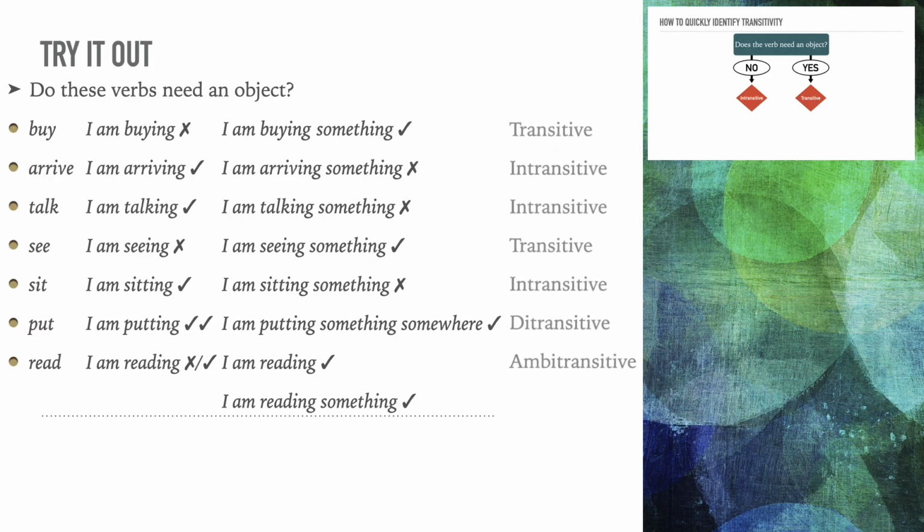So hopefully you determined that buy is transitive, arrive is intransitive, talk is intransitive, see is transitive, sit is intransitive, put is ditransitive, although you might not have known that term, but now you do, and read is ambitransitive. But for the purposes of what we're doing here, being able to distinguish transitive and intransitive verbs is going to be the most important.